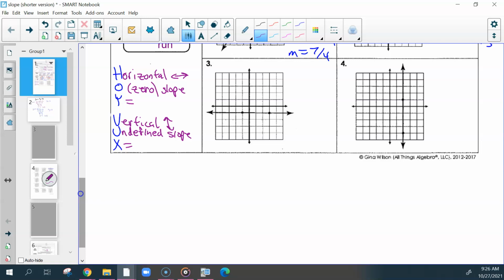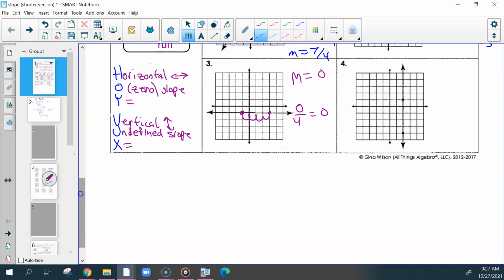So for number 3, if you see that this is a horizontal line, what type of slope will it have? 0. Get in the habit of putting m equals for your slope, and then you can put 0. You could still do the work we were doing before. This does not go up or down at all, but this does move left to right. So there are 2 points right here. I see that it's moving 4. But 0 divided by anything is 0. That's when you're dividing by 0.